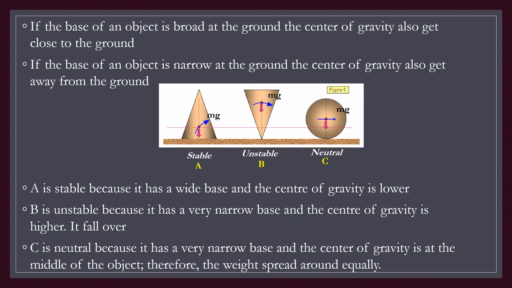A is stable because it has a wide base and the center of gravity is lower. B is unstable because it has a very narrow base and the center of gravity is higher. C is neutral because it has a very narrow base and the center of gravity is in the middle of the object. Therefore, the weight is spread around equally.